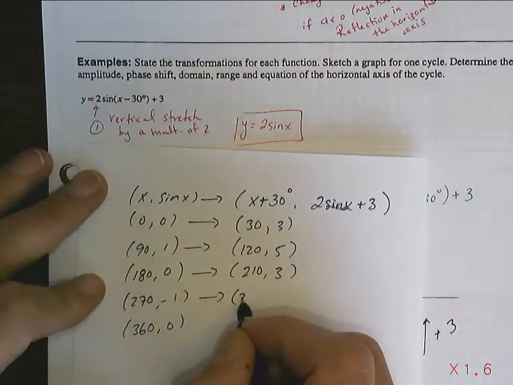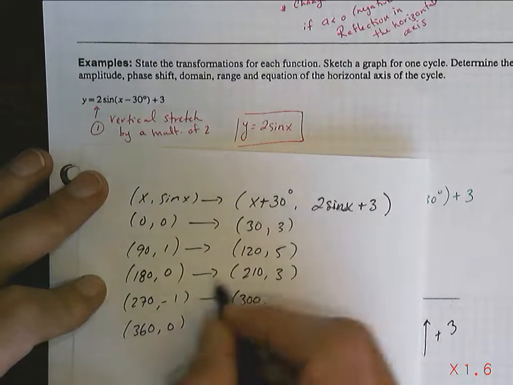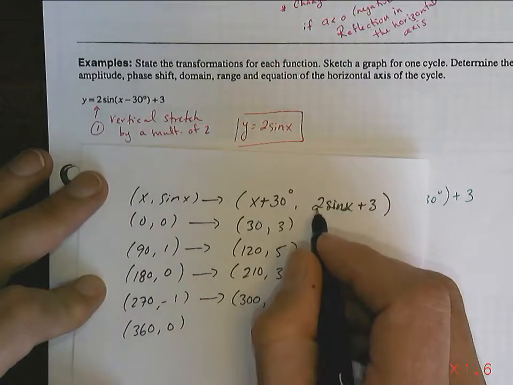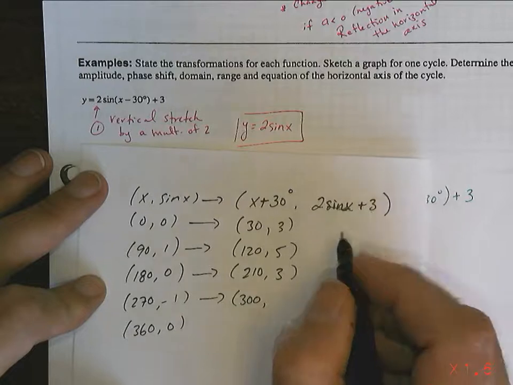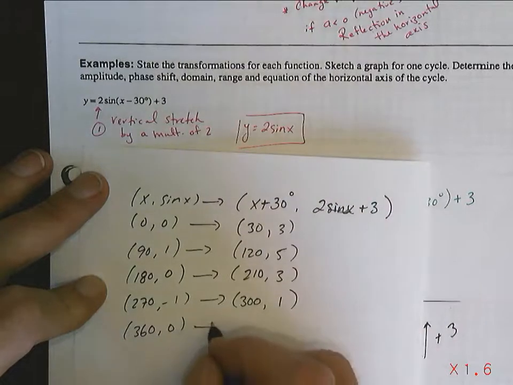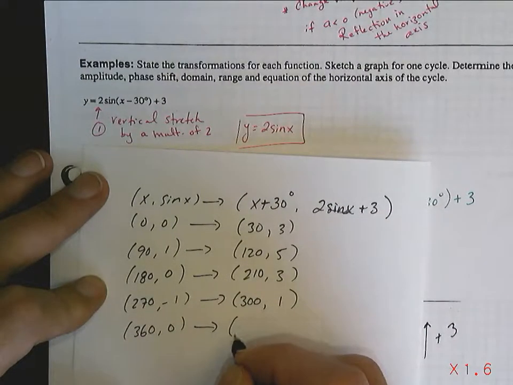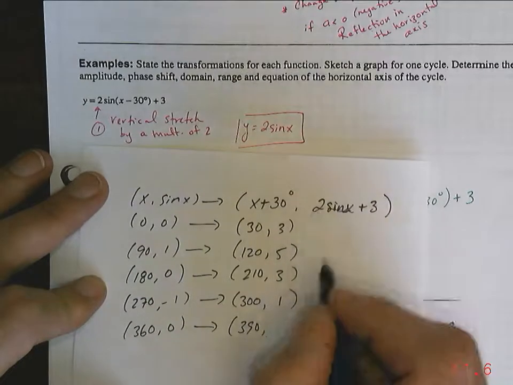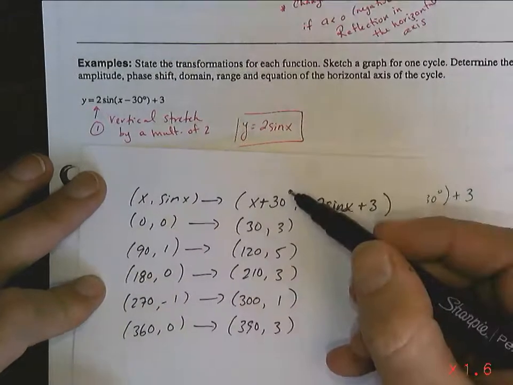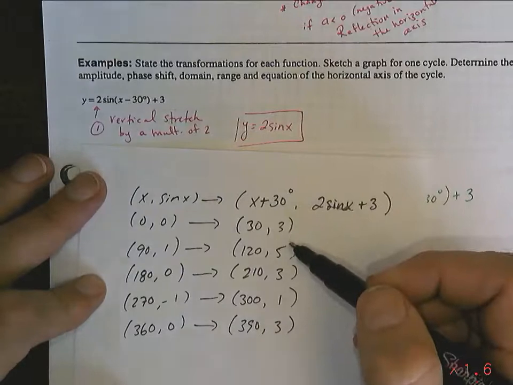270, 300. Negative 1 is sine x. So negative 1 times 2 is negative 2, plus 3 is 1. And then it's going to be 390. 0 for sine x times 2 is 0, plus 3. So these points should be the points on my final graph.